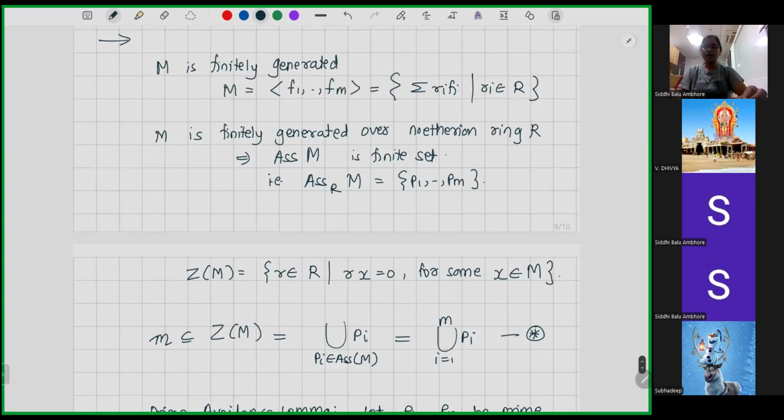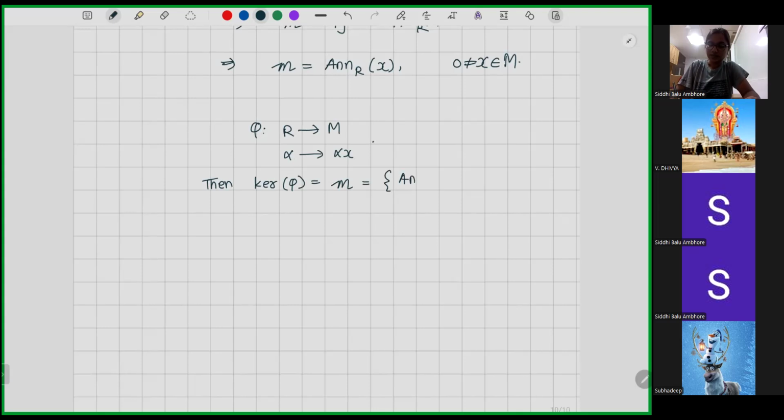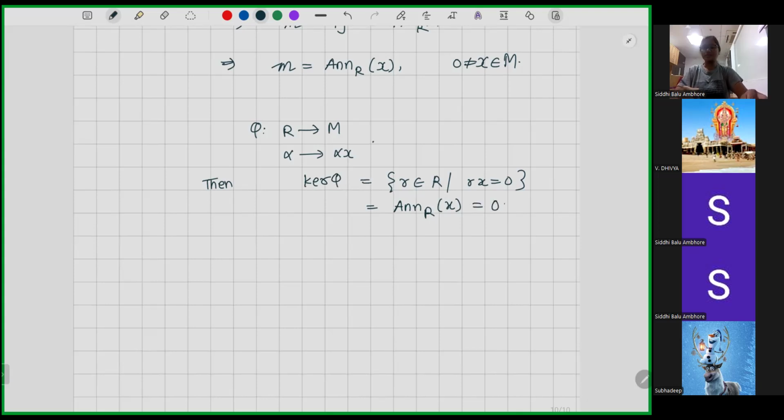Now we have to define this map from R mod M to M. How can we define it? We can use this x. We define this map phi from R to M such that alpha goes to alpha x. Then the kernel of phi is M, because this is all those r in R such that r x is 0, but that is the annihilator of Rx.